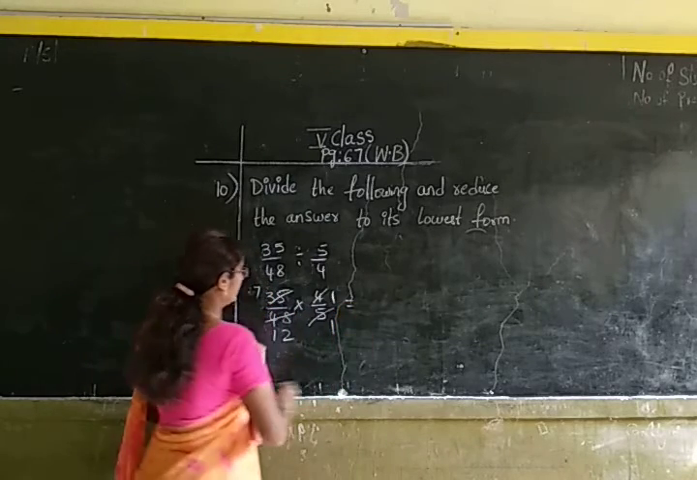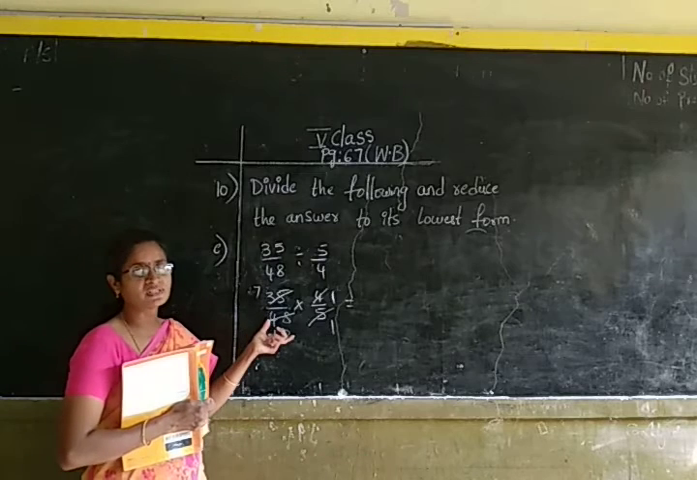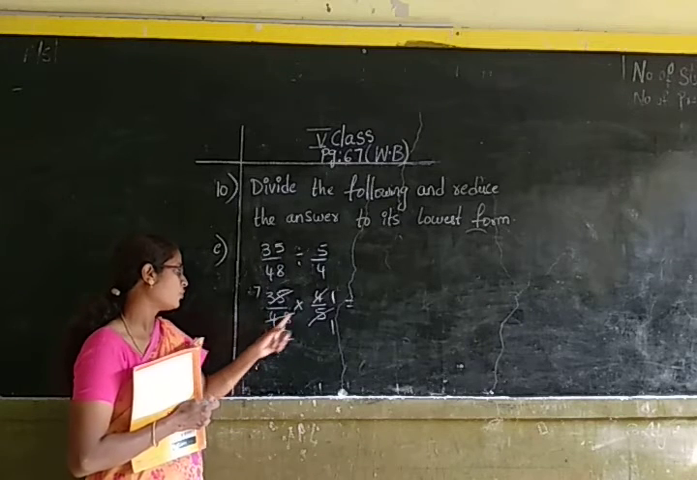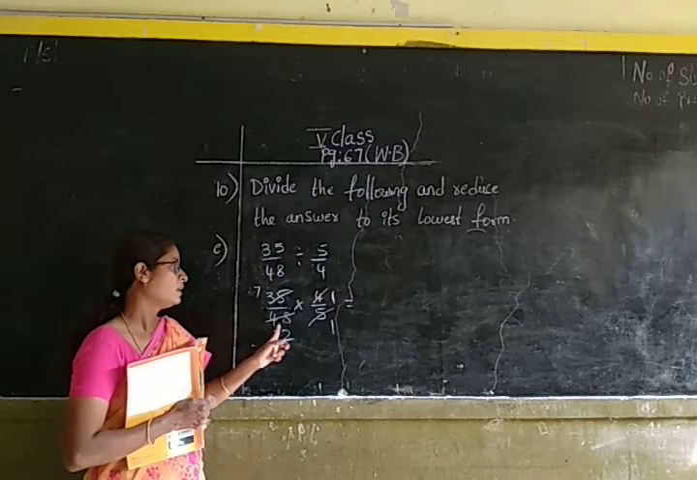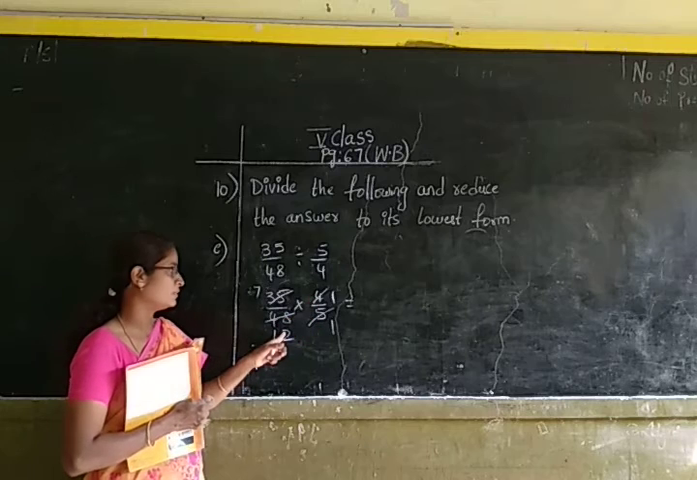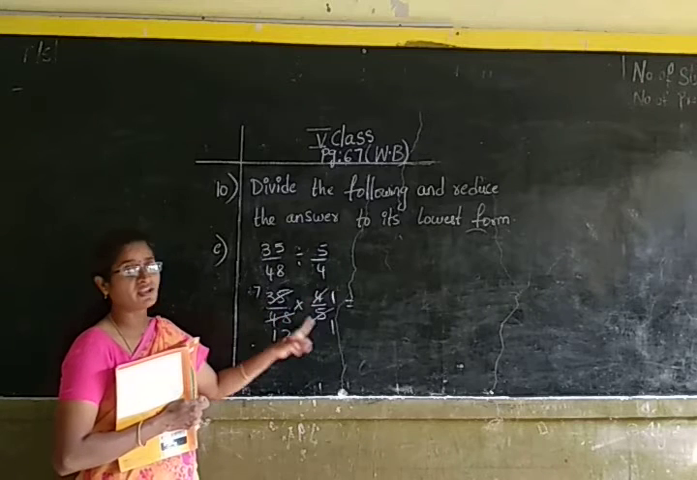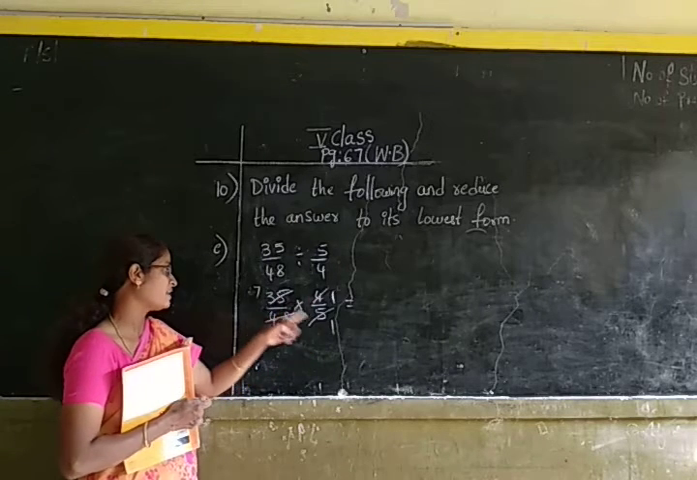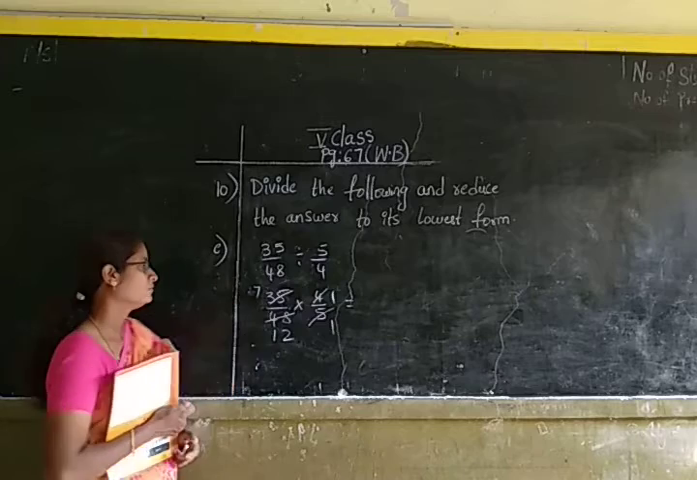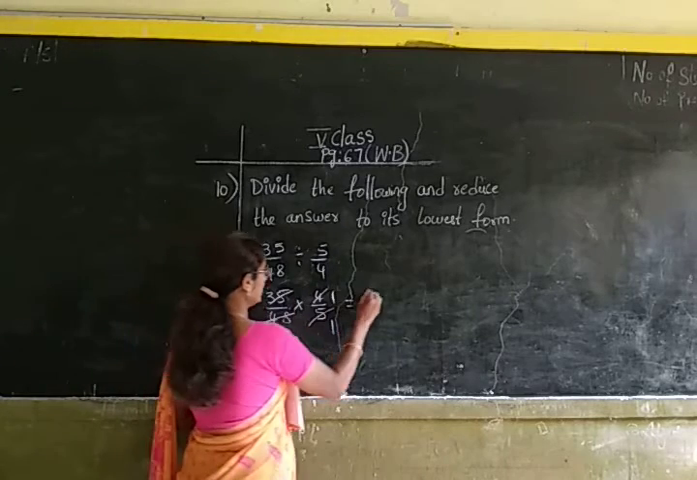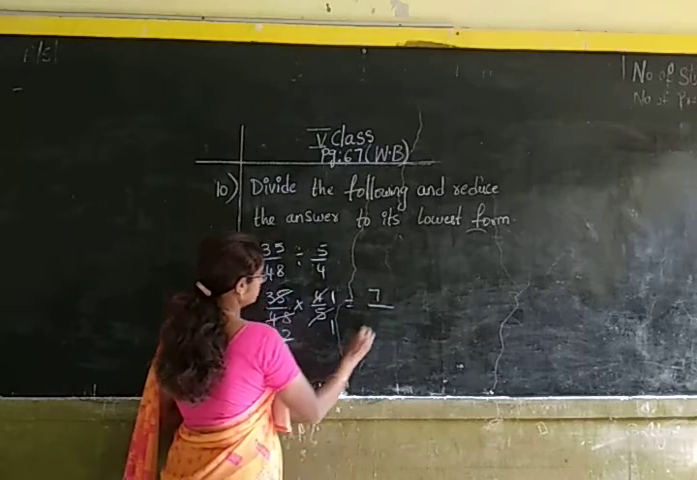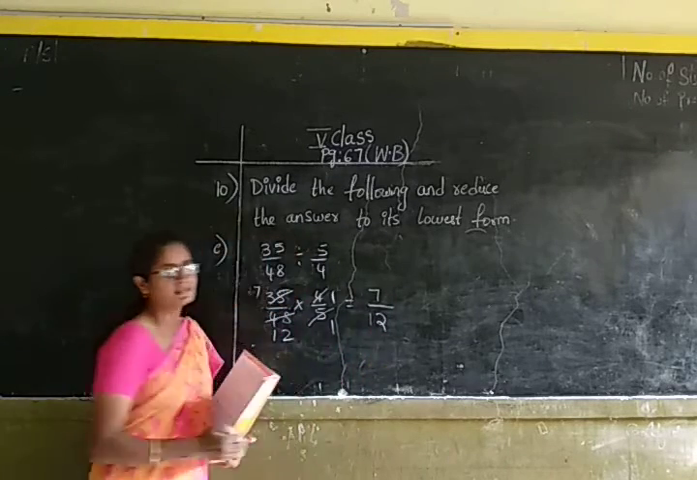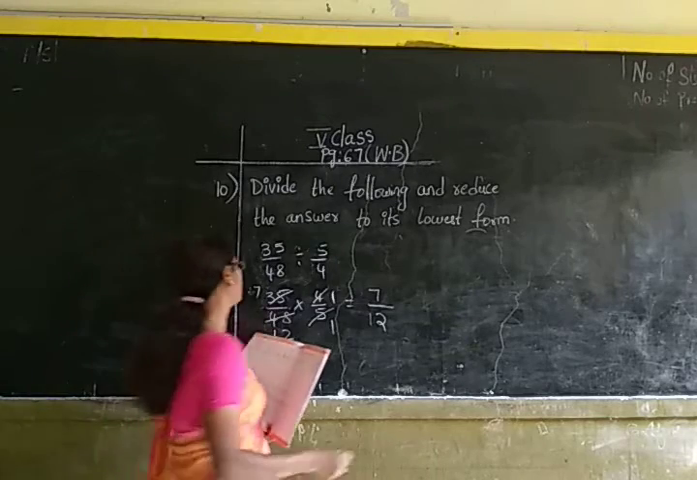Now you have to multiply. So you have to multiply the numbers in the same table. Since 4 and 48 are in 4 table, I have cancelled them in 4 table. Similarly, 5 and 35 are in 5 table, so I have cancelled them in the 5 table. Okay children? 7 1s are 7, 12 1s are 12. So the answer is 7 by 12.